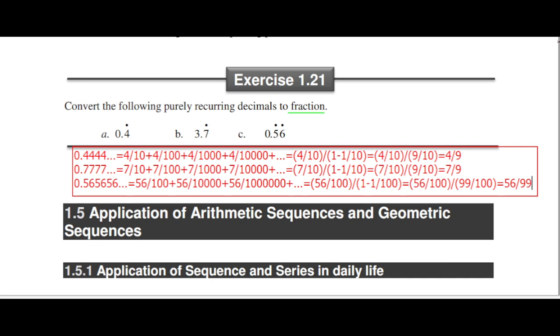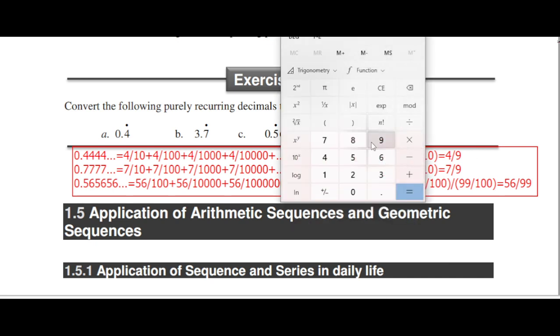Let's cross check it. 56 divided by 99 is equal to, yes, 0.5656 and so on.